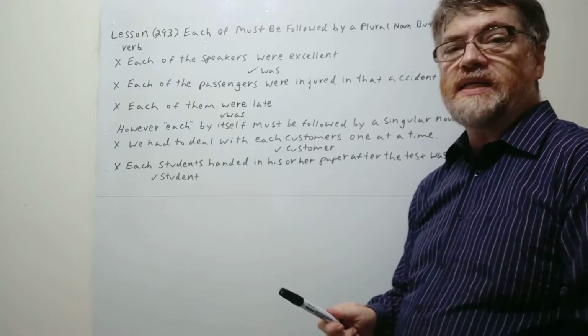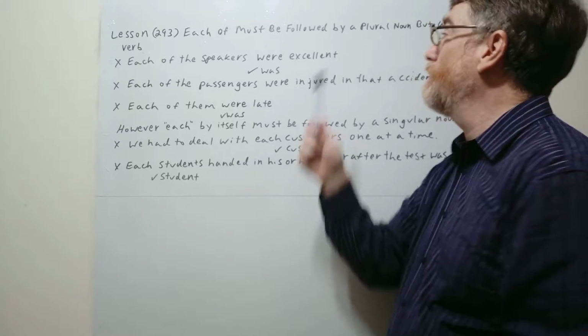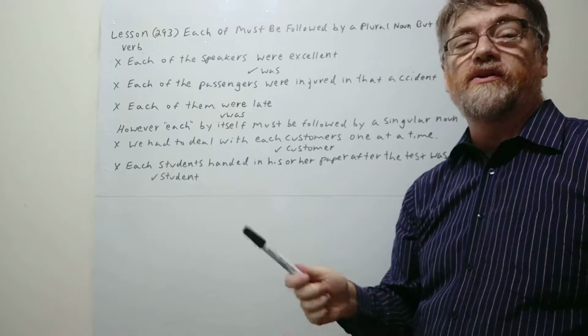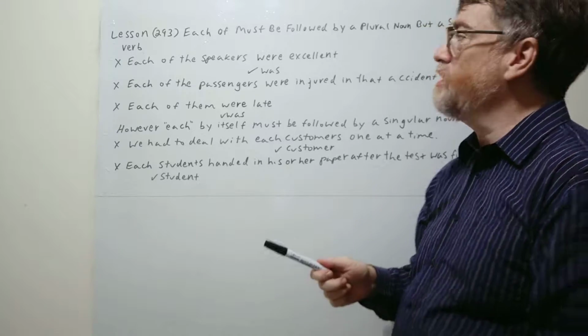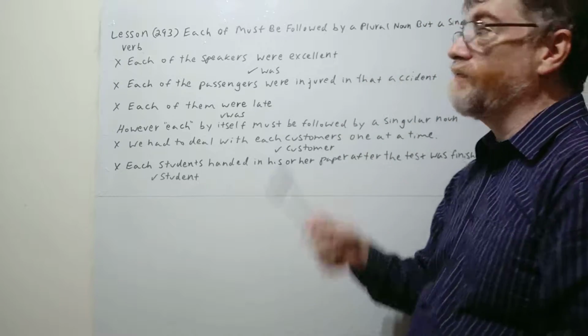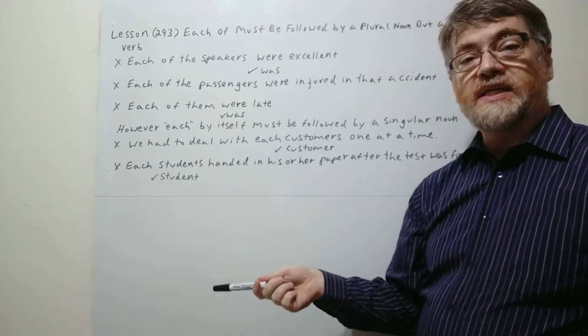All right, the title of today's lesson is: Each of must be followed by a plural noun, but a singular verb. Yeah, so this could definitely be confusing to students because, of course, a plural noun is usually followed by a plural verb. So let's take a look at some examples here.